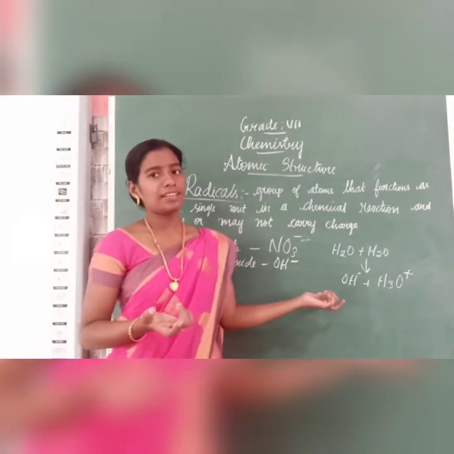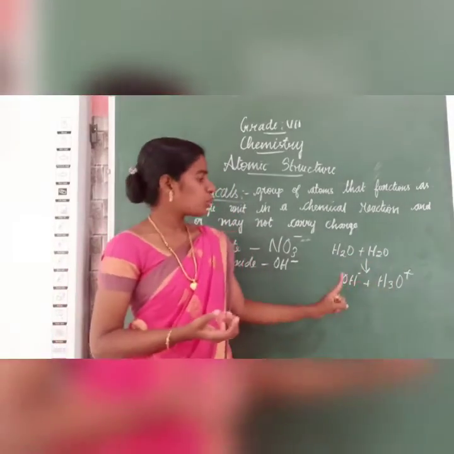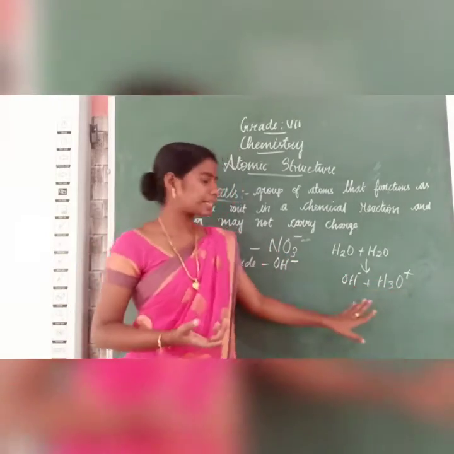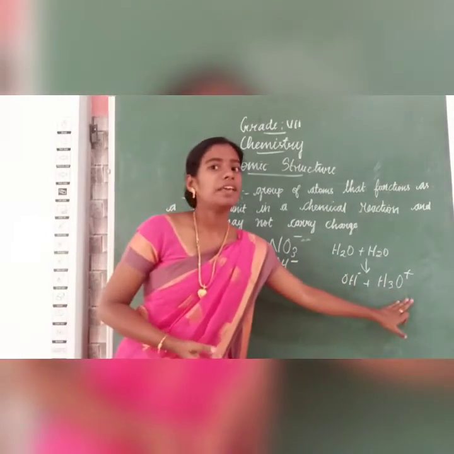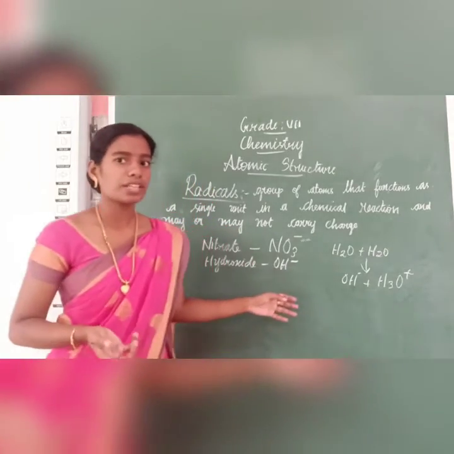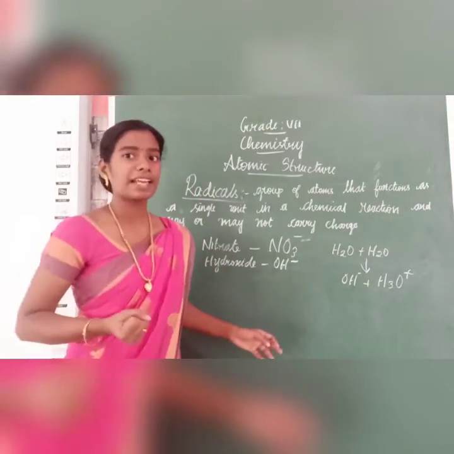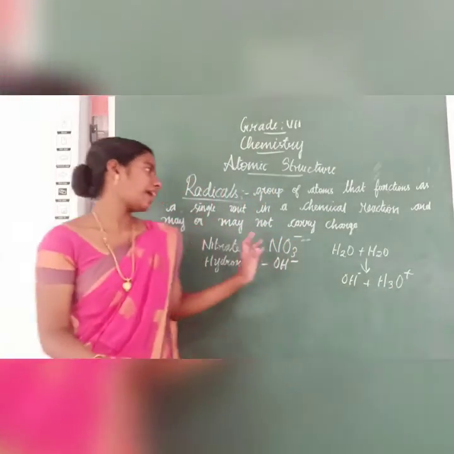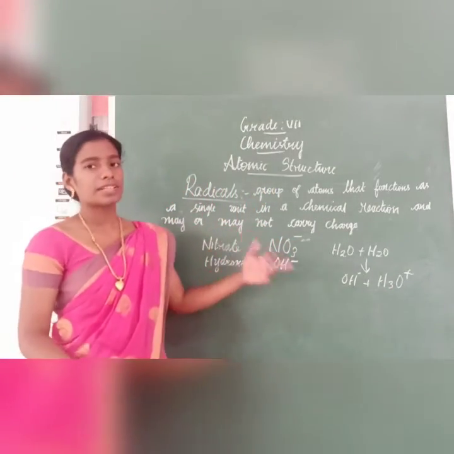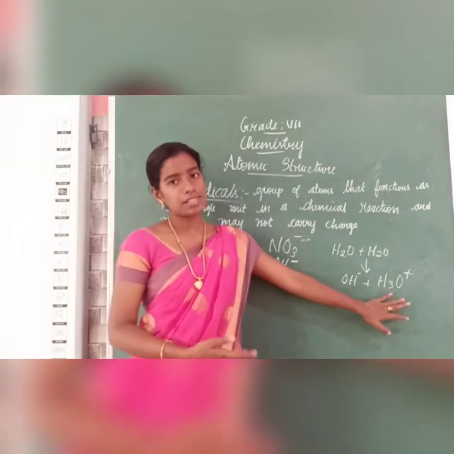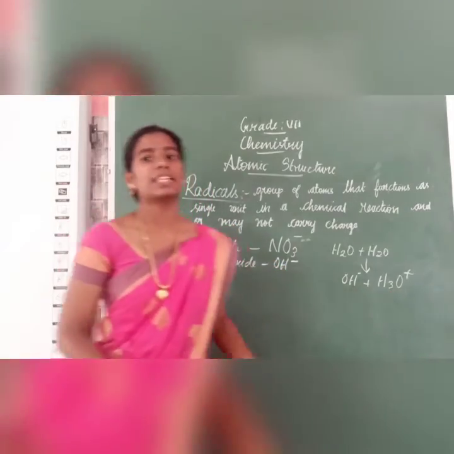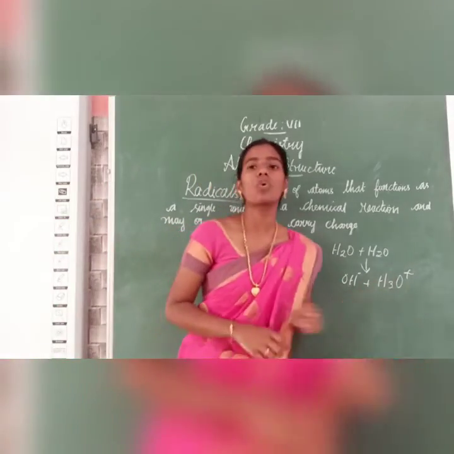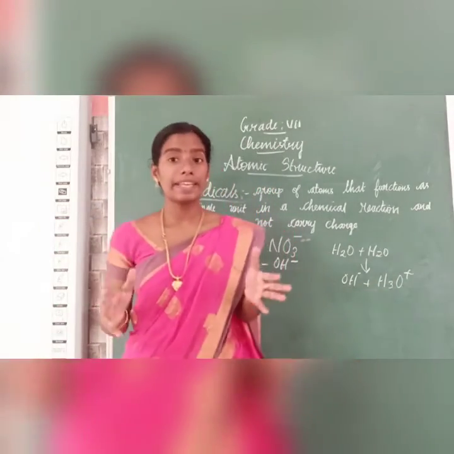It is carrying charge. This one is carrying negative charge and this one is carrying positive charge. It is an anion, it is a cation. What's an anion? It is gaining an electron. Cation, it is losing an electron, and radicals may or may not carry charge. Here it is carrying charge, so it's an example for radical. In this reaction, OH minus and H3O plus are the radicals.